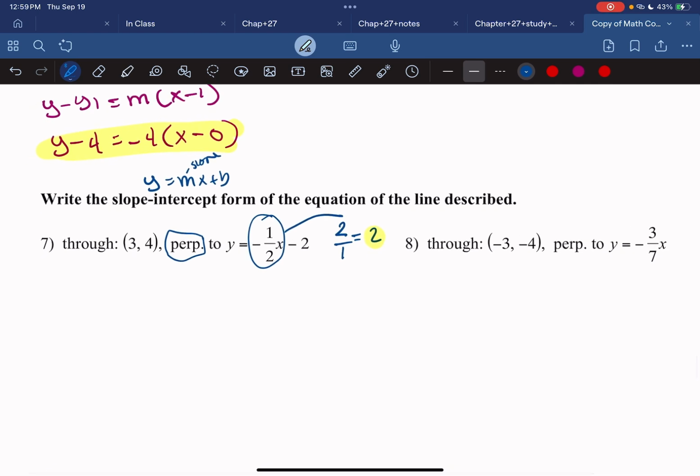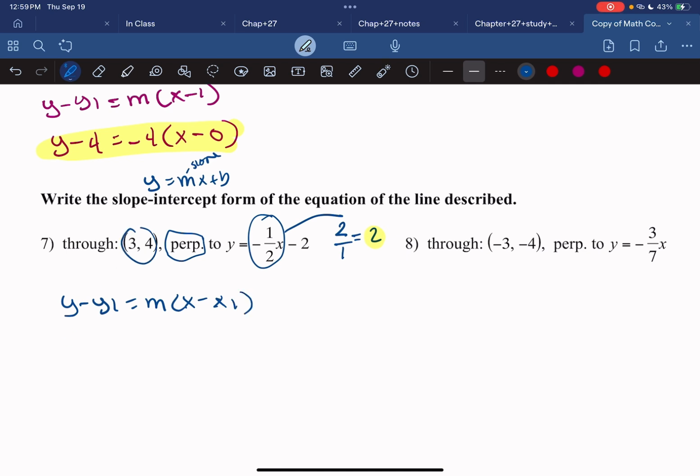Now to write it in slope-intercept, we first have to plug it into point-slope form, which, as we've said in the entirety of this video, and I've repeated like 50 times, and you're probably tired of me repeating it, but you have to memorize it. Y minus y1 equals m(x minus x1).